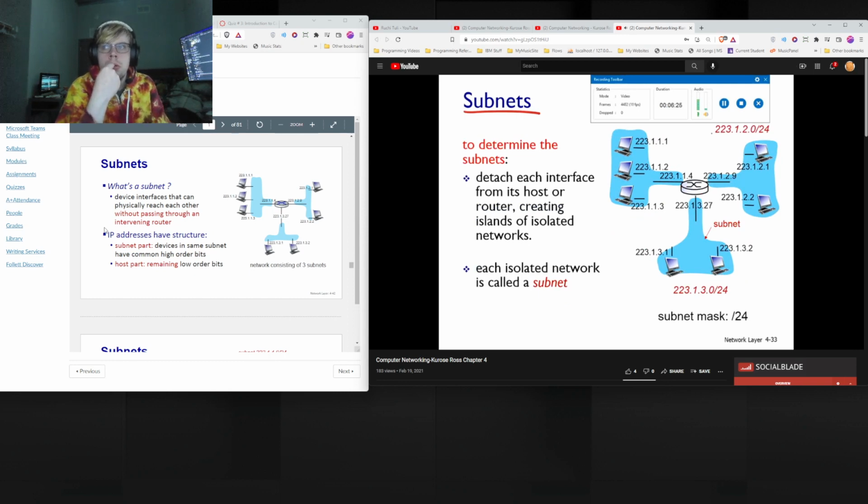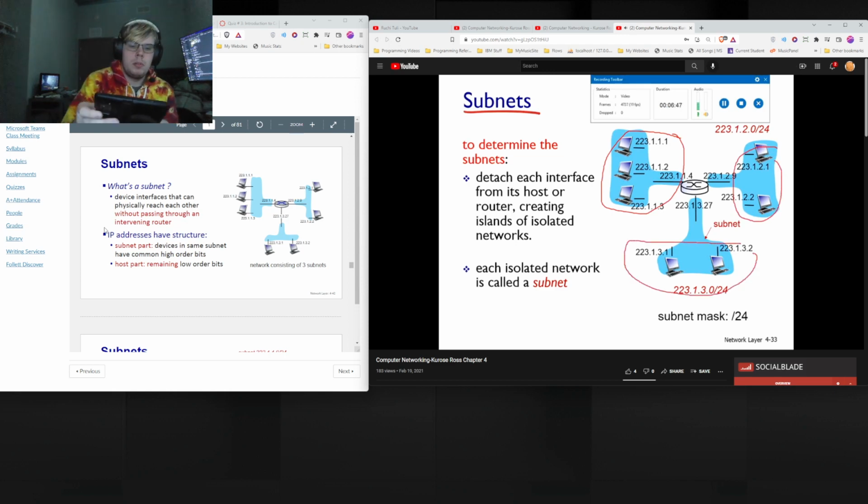Now to determine the subnets, how do we determine the subnets? We detach each interface from its host or router, creating islands of isolated networks. So if you detach each of the hosts and create islands like this of isolated networks, you get the number of subnets. So for example, over here we have the three subnets. Each isolated network is called a subnet. And the slash number at the end is called the subnet mask.